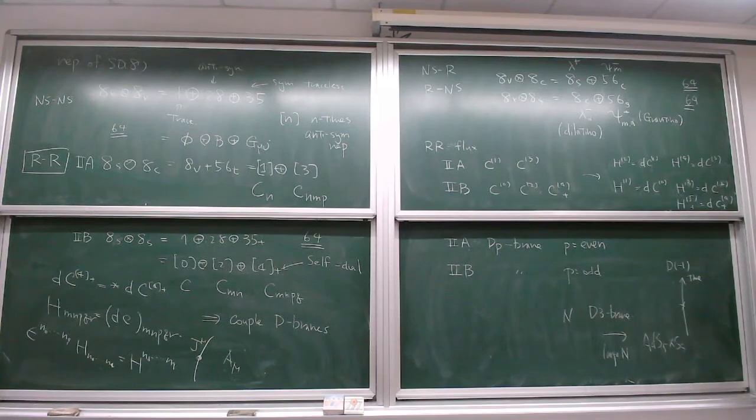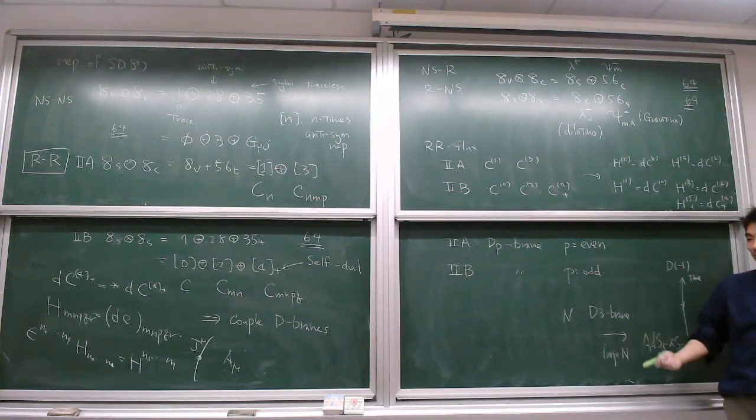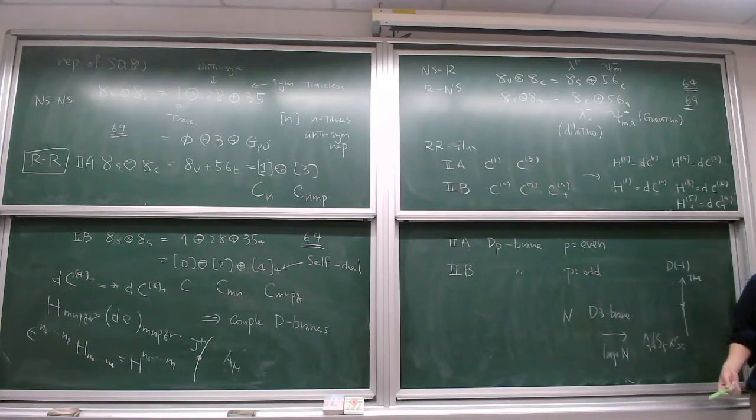So if you get confused about whether p is even or odd, you just always think about where the CFT comes from. The most famous prototypical example comes from D3 branes, so type 2B. So they couple to each other. So that's what we're going to learn.